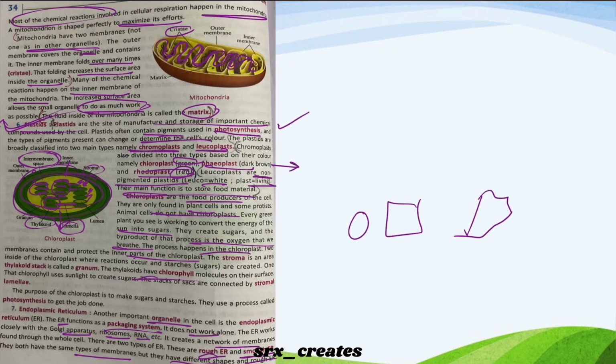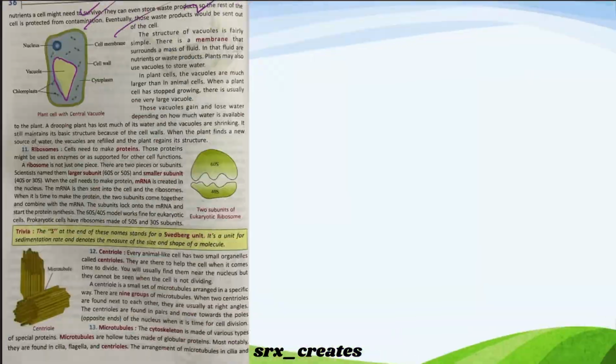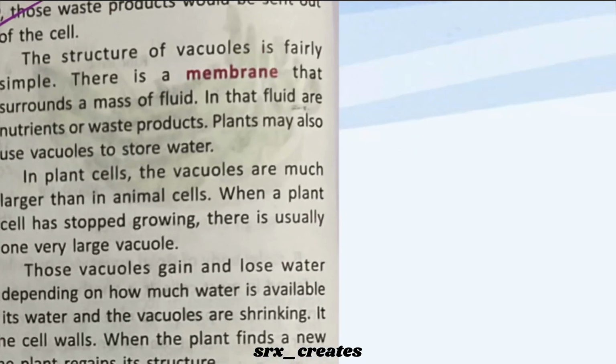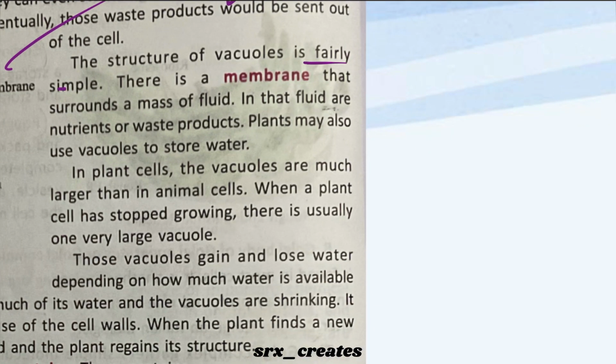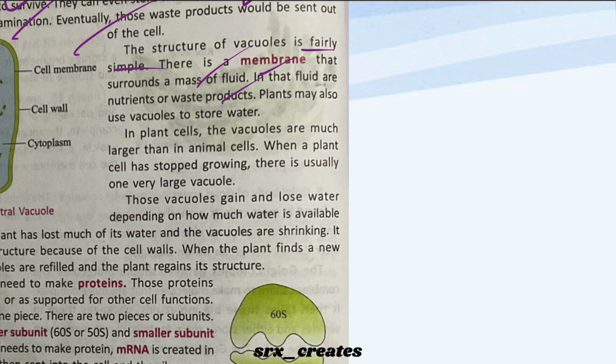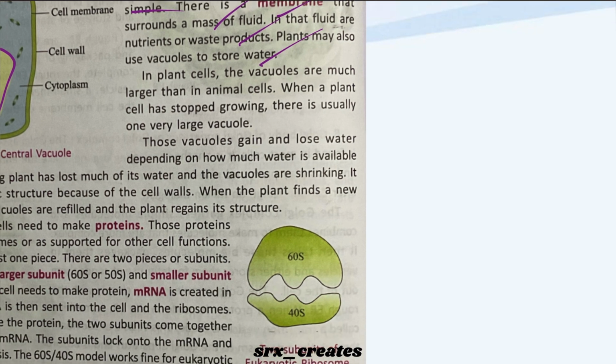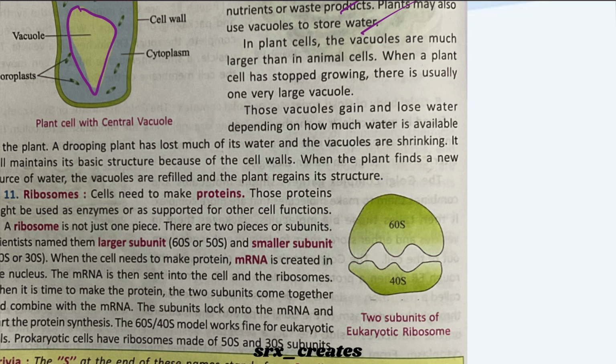The structure of the vacuoles is fairly simple. There is a membrane that surrounds a mass of fluid. In that fluid there are nutrients or waste products, and it may also contain water. In plant cells the vacuoles are much larger than in animal cells.